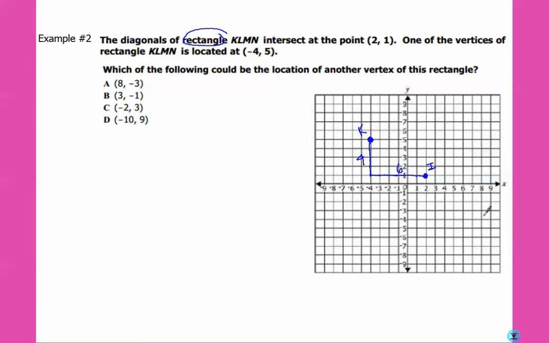So to get to the opposite corner from K, I'm going to go down 4 and across 6. I could also do 6 and 4 this way, and the same the other way. Now, one of these dots should land in this list. So (8, -3). There we go.